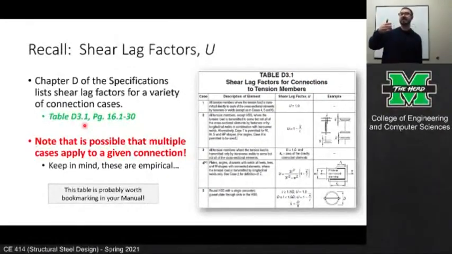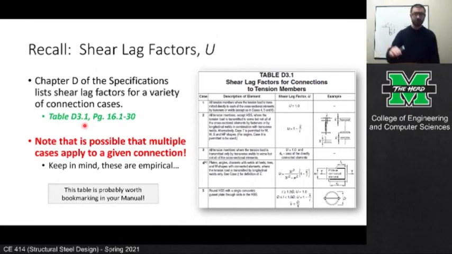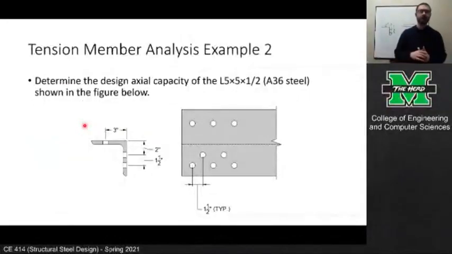And if you go to the example that we did in class on Monday, we actually did U calculations for a channel connected by the web, so you could just go off of that process. So just make sure that you're not blanketly repeating everything we do in a particular example, you know, you're reading the case and applying the case that applies to the problem in question.